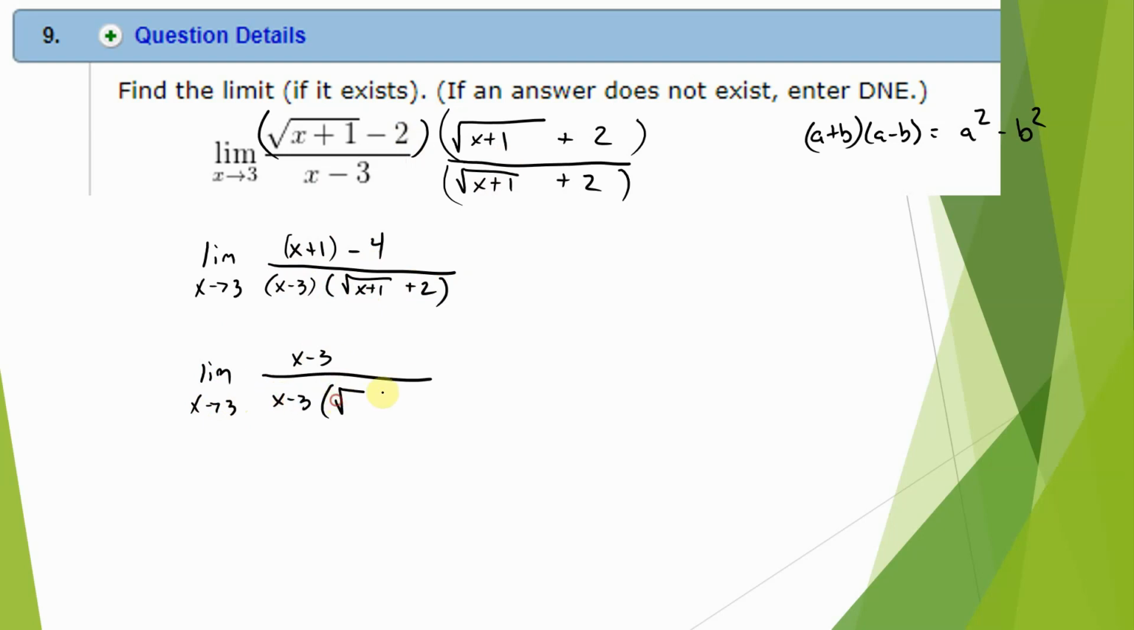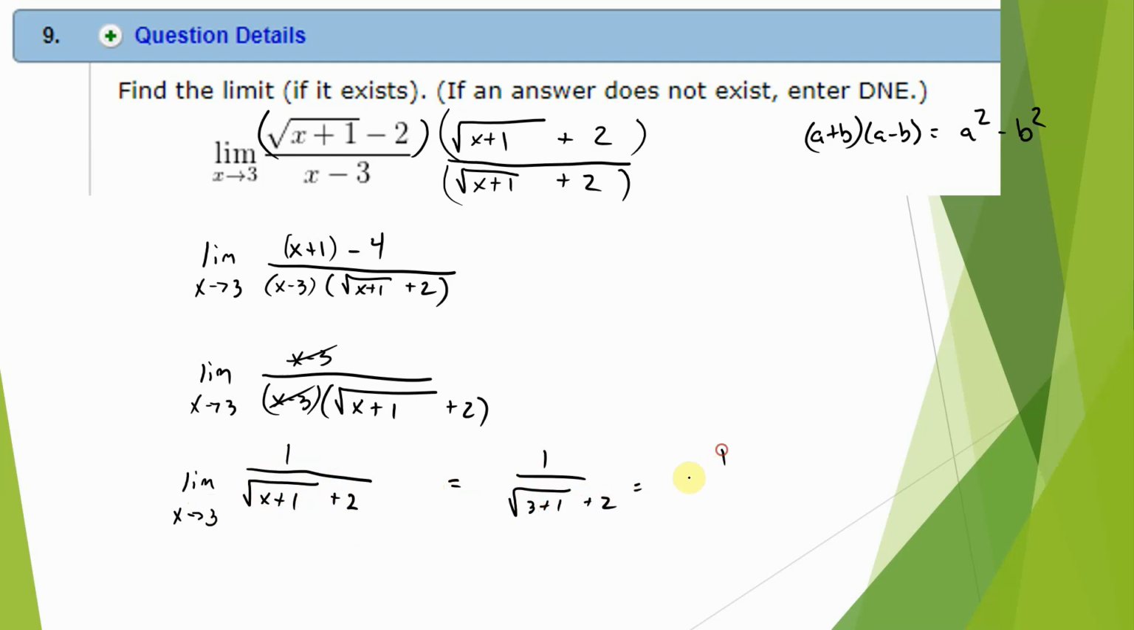X minus 3 times the square root of x plus 1 plus 2. So the x minus 3's will cancel out, and it's important to have those parentheses for accuracy. So this is going to be the limit as x approaches 3 of 1 over the square root of x plus 1 plus 2. Now we can plug that 3 in. We get 1 over the square root of 3 plus 1 plus 2, 1 over the square root of 4 plus 2, which is 1 over 2 plus 2, which is 1/4.